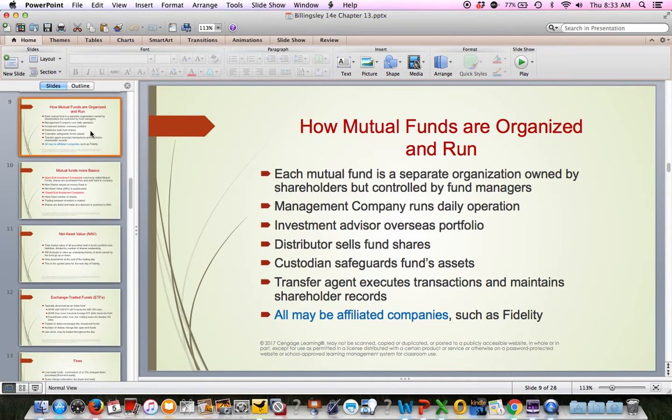A custodian safeguards the assets. They're held with an independent custodian. They actually have custody electronically, essentially, of all the stocks and bond certificates, but somebody else has those.